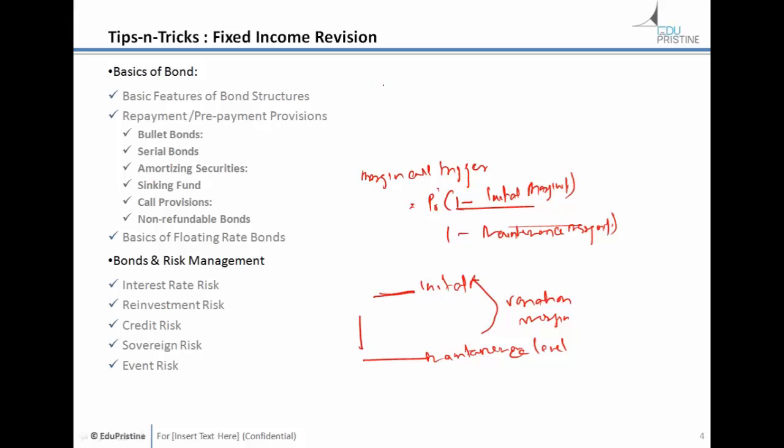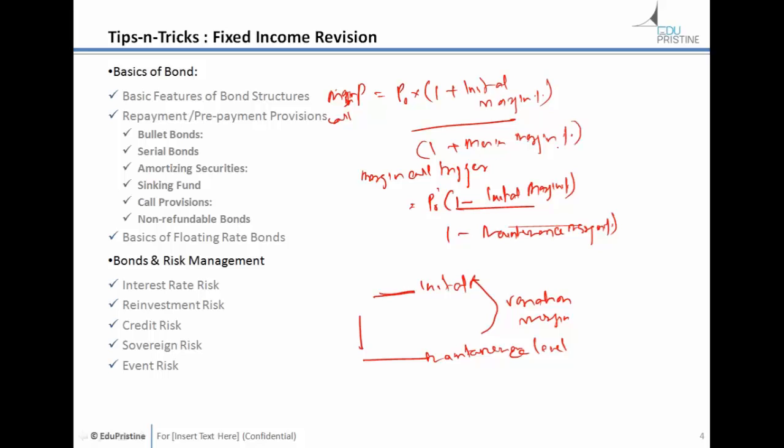Similarly, for a margin based selling or a short sell, there will be a margin call at a price which will be nothing but equal to P naught, that is, the initial price, into 1 plus the initial margin percentage divided by 1 plus the maintenance margin percentage. So typically students tend to make mistakes in terms of using the same negative sign even for a short sell. That is not going to be the case.